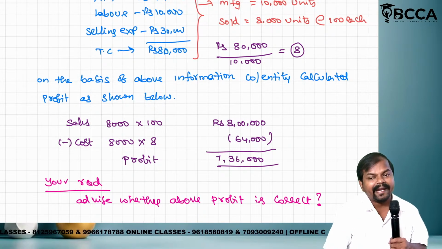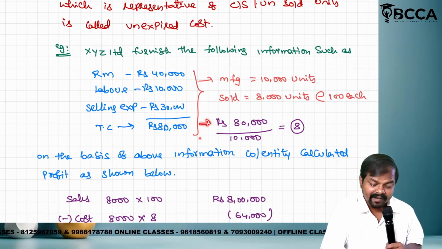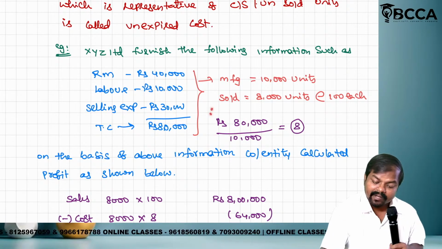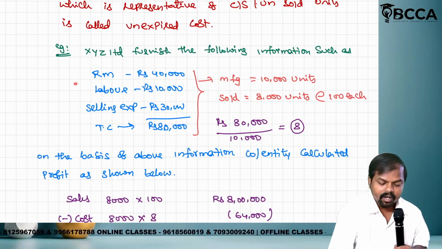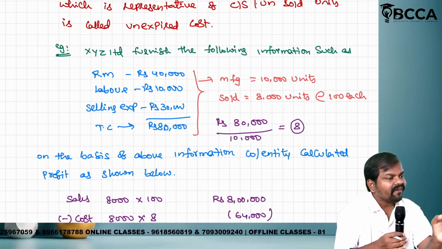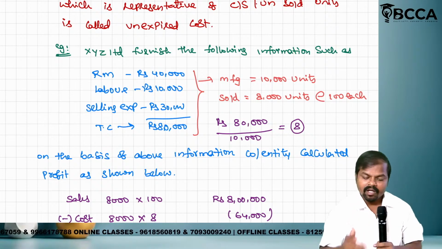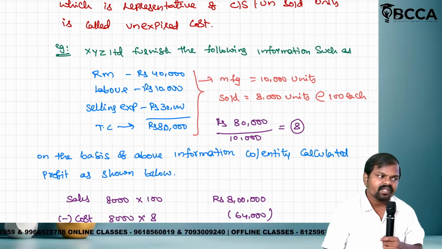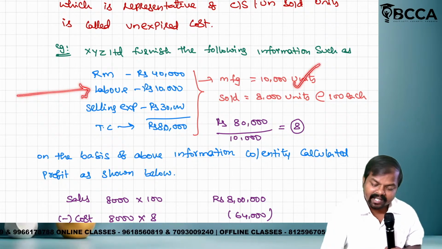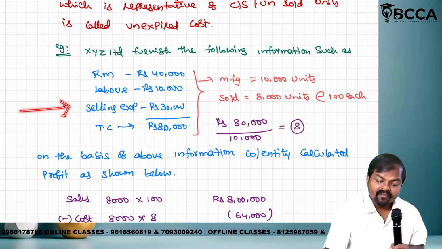How did you arrive at 8 rupees? 80,000 rupees divided by how many units? 8,000. Now time to check whether 80,000 is correct or wrong. Listen carefully. Raw material, how much? 40,000 rupees spent by the organization for 10,000 units or for 8,000 units? Obviously 10,000 units. Labor 10,000 rupees, they spent for 10,000 units or for 8,000 units? 10,000 units. Selling expense 30,000, they spent for 10,000 units or 8,000 units?